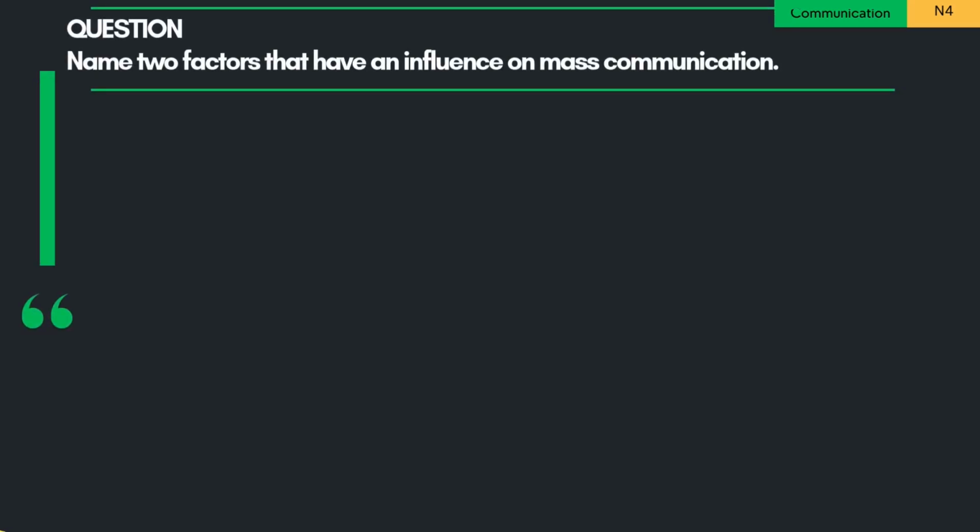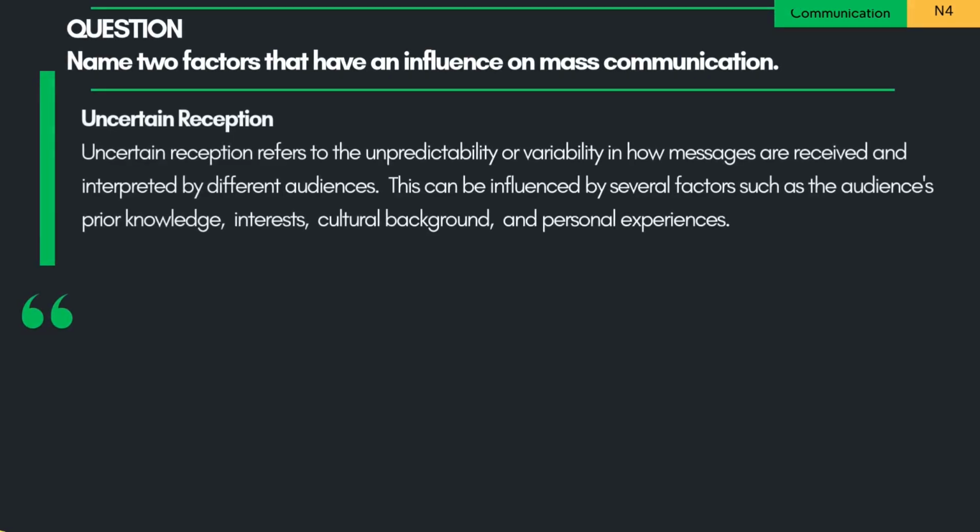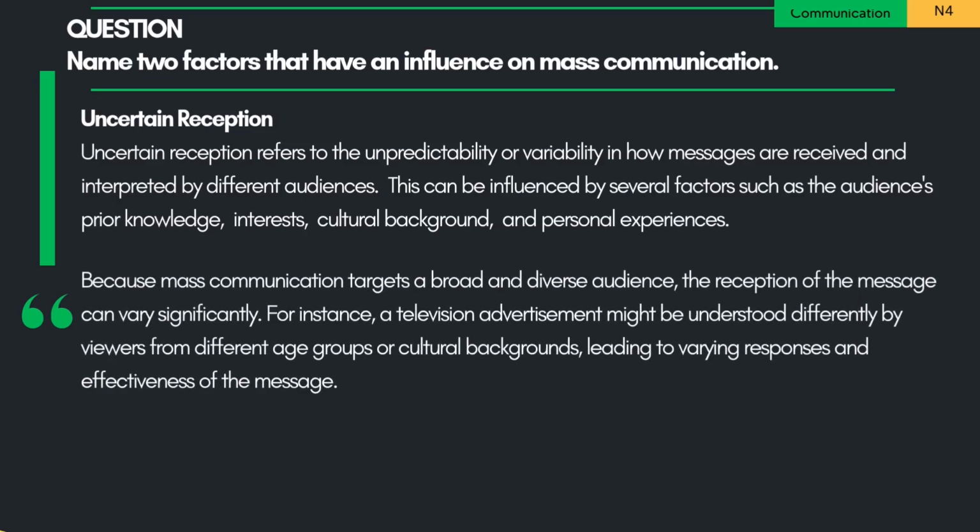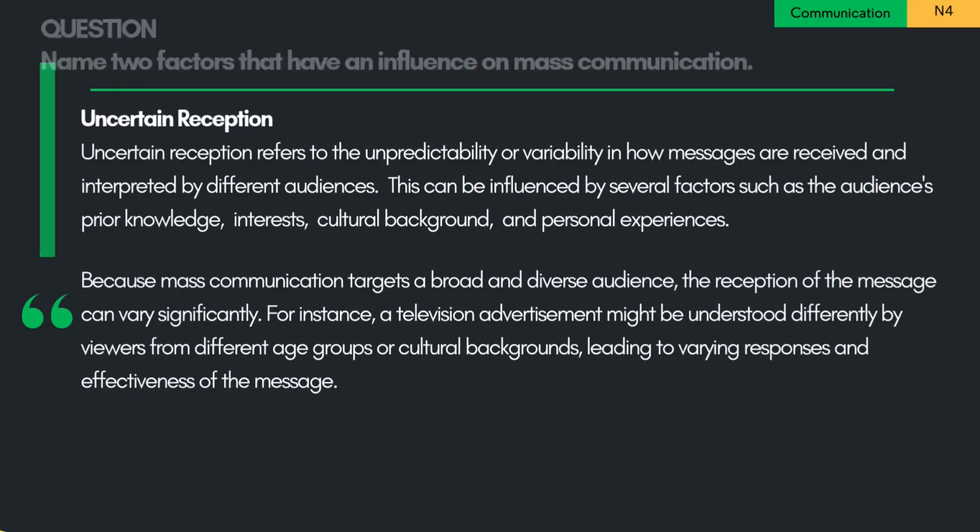Question. Name 2 factors that have an influence on mass communication. 1. Uncertain reception. Uncertain reception refers to the unpredictability or variability in how messages are received and interpreted by different audiences. This can be influenced by several factors such as the audience's prior knowledge, interests, cultural background, and personal experiences. Because mass communication targets a broad and diverse audience, the reception of the message can vary significantly. For instance, a television advertisement might be understood differently by viewers from different age groups or cultural backgrounds, leading to varying responses and effectiveness of the message.